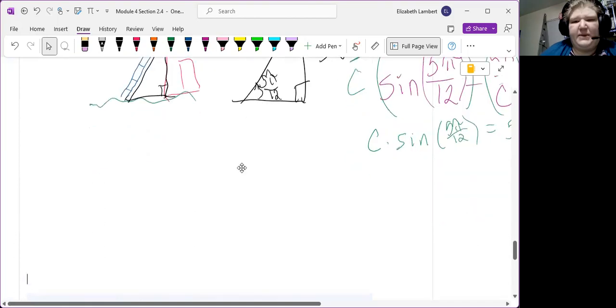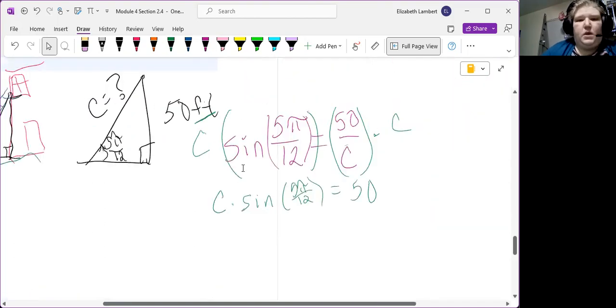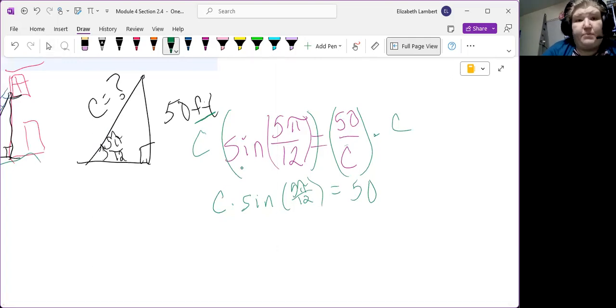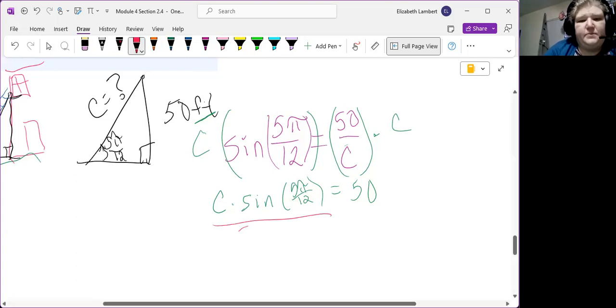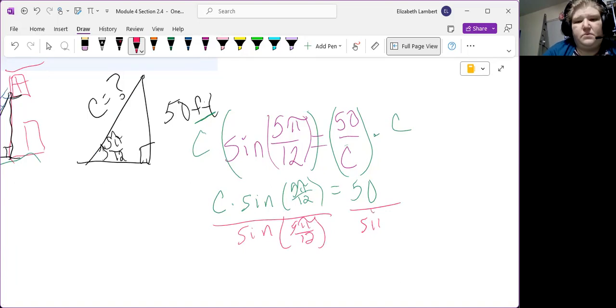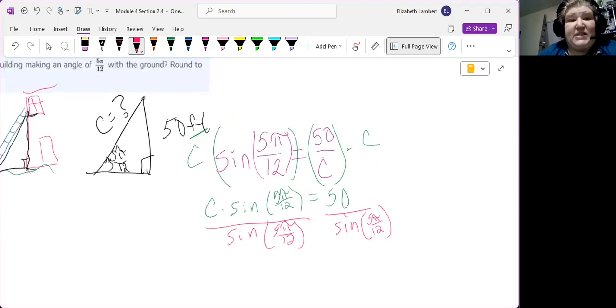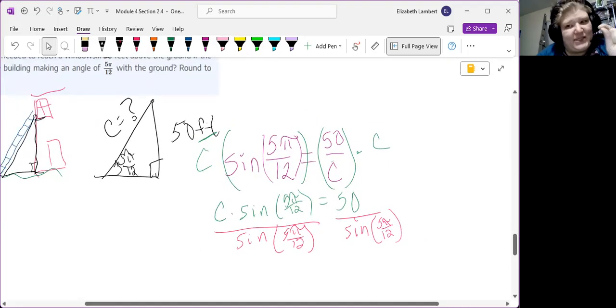Give myself a little more room. All right, and then that sine of 5 pi over 12 is some number, so I can divide both sides by said number. Now, technically, 1 over sine is the same as cosecant, but you're not going to find cosecant on your calculator. So even though we could technically write it that way, we want a decimal because this also gave us rounding directions. So that means decimal answer.